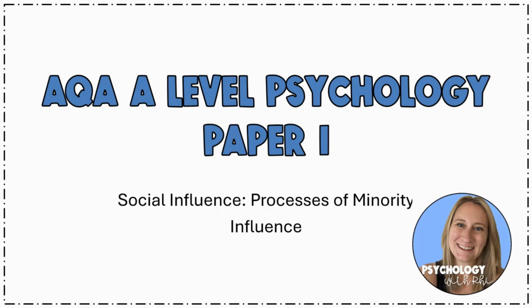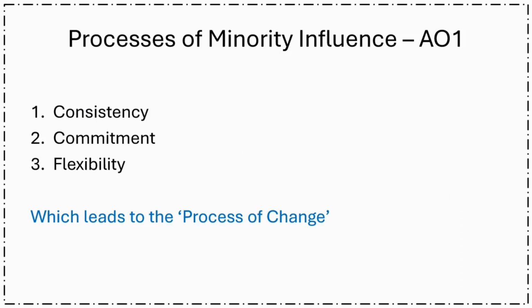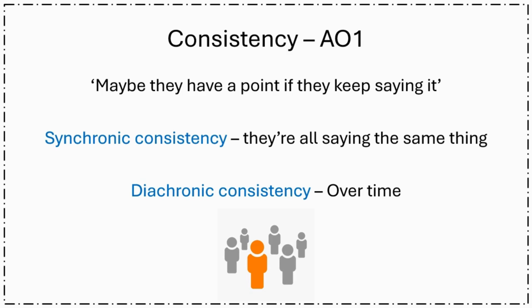This revision video is looking at the processes of minority influence for the social change topic on paper 1. There are 3 processes named on the specification for minority influence: consistency, commitment, and flexibility. So the combination of these 3 enables a minority to influence a majority and leads to this process of social change. So consistency, first of all, is just the idea that the minority keeps saying the same thing, the same belief or opinion over and over again.